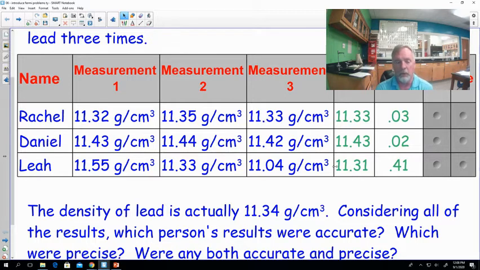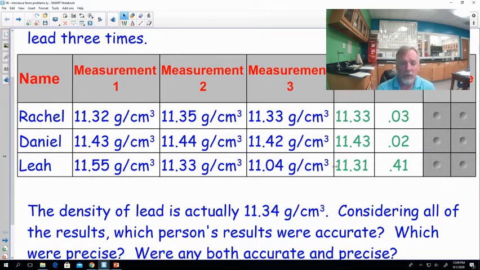Okay. Now, let's see if there is some sort of offset for each of those, for each tool, each student. If you look at Rachel, she's got a reading below the 11.33. She's got a reading above, the 11.35. So her tool isn't just offset in one direction. Daniel's could be, right? 11.43, 11.44, 11.42. Maybe Daniel's tool is reading about 0.1 gram per cubic centimeter too high, right? All his numbers are close, but they're all off in one direction.